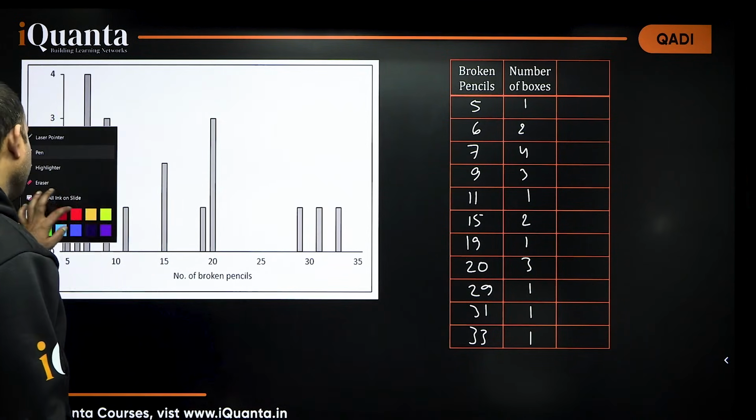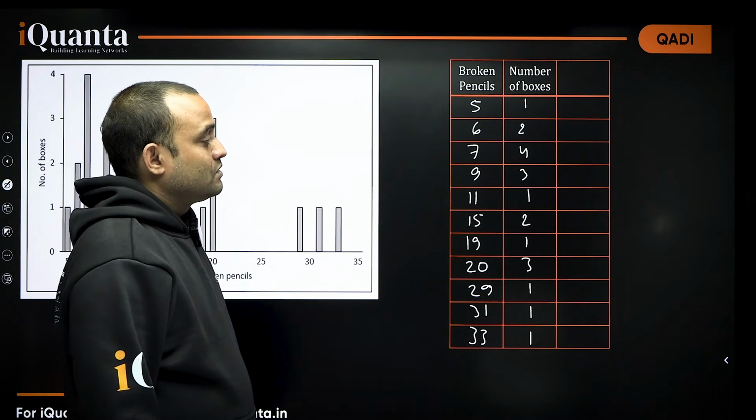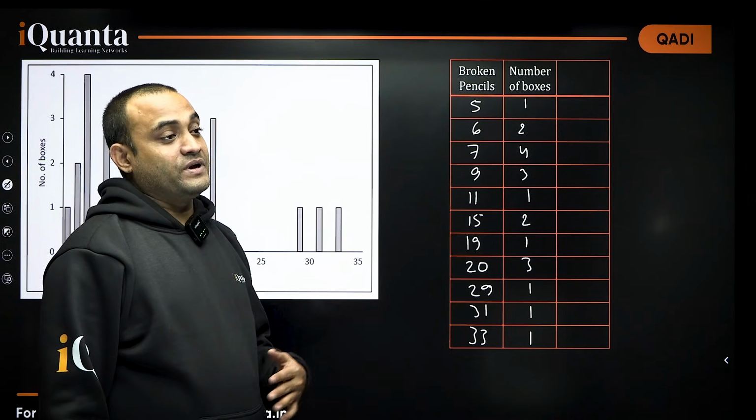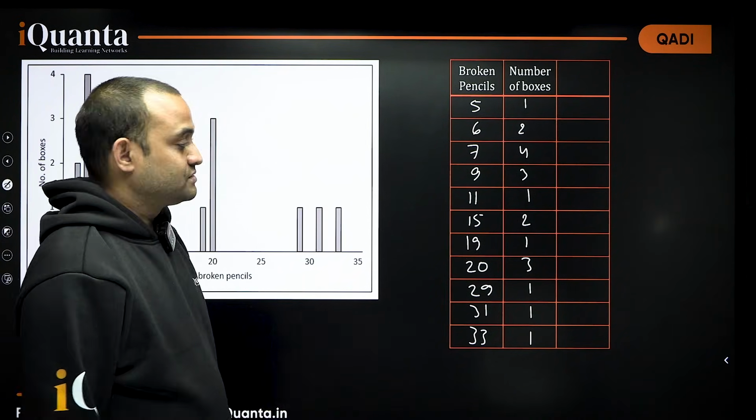So now what do we know? That all the boxes which have at least 3 but at most 10 broken pencils belong to the 50-pencil boxes, 1 to 6, right?